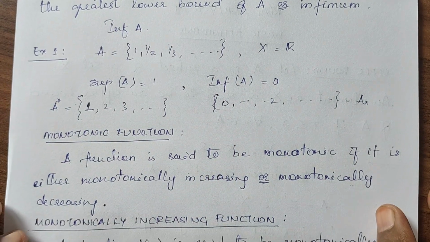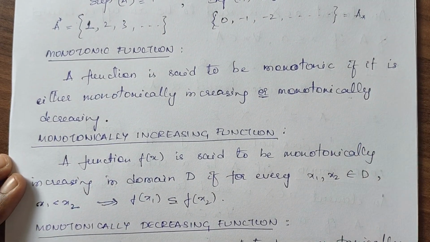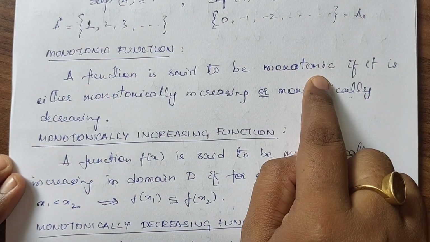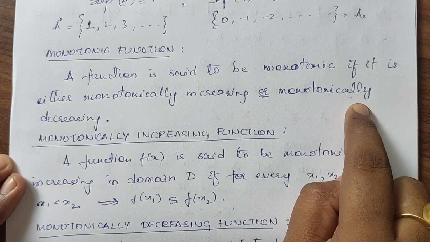Okay, and now we'll move on to the next topic, that is monotonic function. A function is said to be monotonic if it is either monotonically increasing or monotonically decreasing.